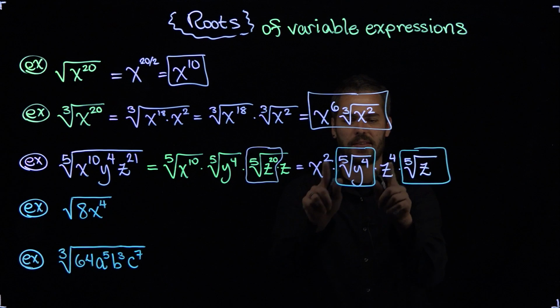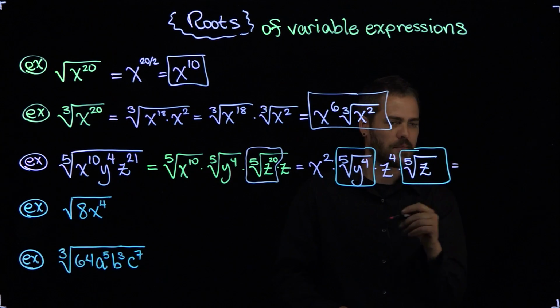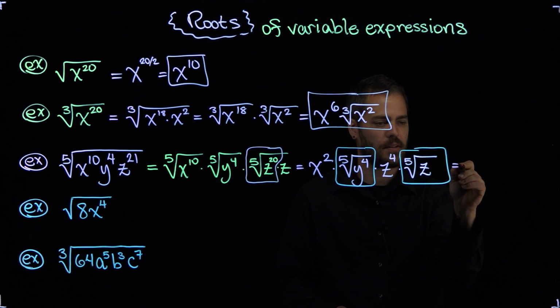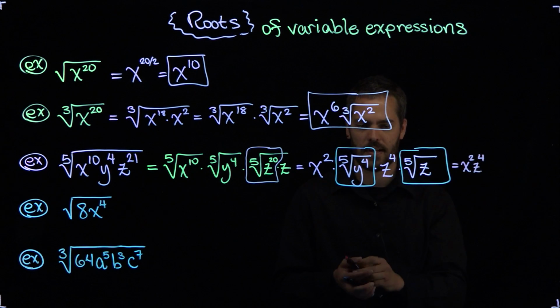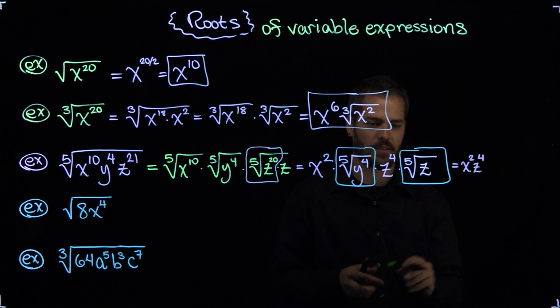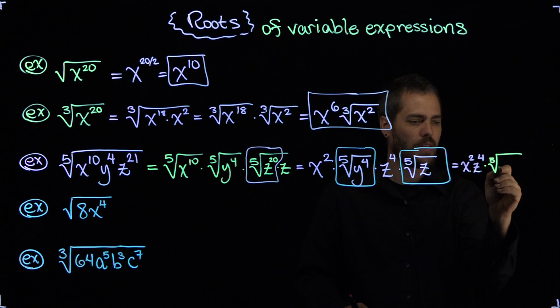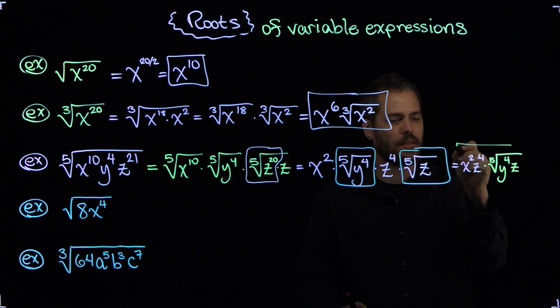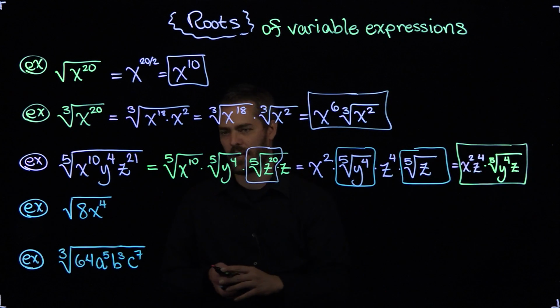These are not the same base, so it doesn't change the powers. And my final result, do I have enough room? I don't know. I'm going to try to write small. Is x squared z to the fourth times, let me make this a different color so it's real clear, the fifth root of y to the fourth z. I'm going to call this my fully simplified result of what we started out with.